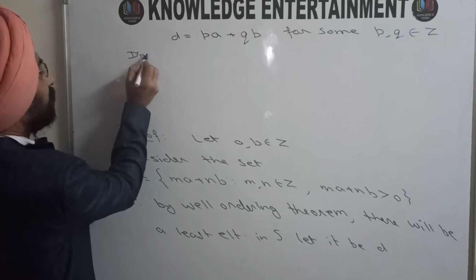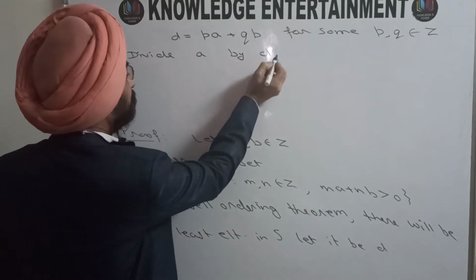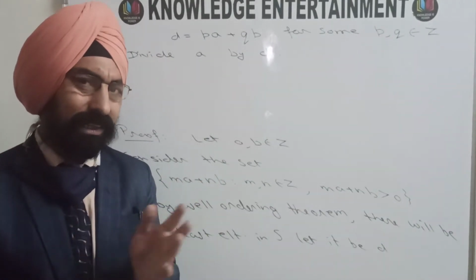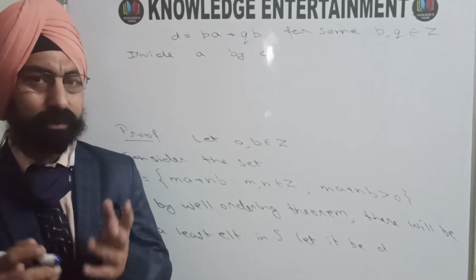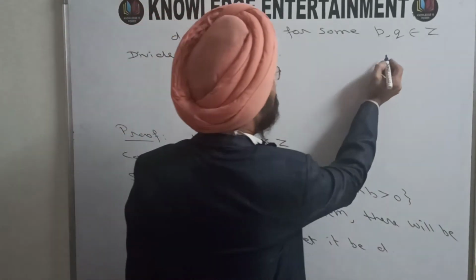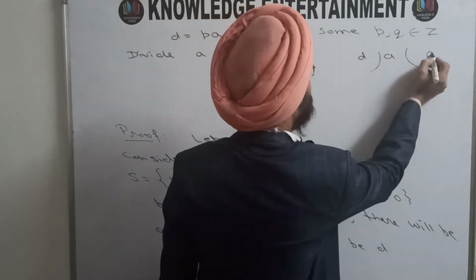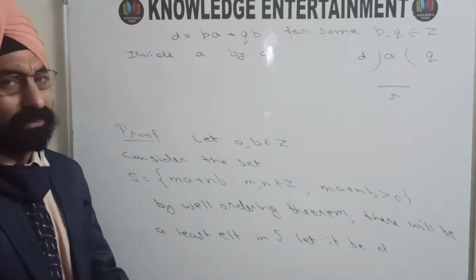Divide A by D. If you divide one integer by some other positive integer, then definitely there will be some quotient and there will be some remainder. So dividing A by D, by the division algorithm there will be some quotient and some remainder.